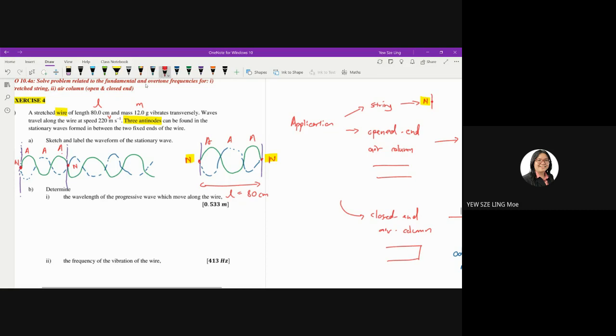And question B: determine the wavelength of the progressive wave which moves along the wire. So now you want the wavelength, which is lambda. Look at the question again. According to the question, you have a V, and this V is the wave speed. If you read the whole sentence, it tells you the wave travels along the wire at a speed of 220. So this indicates that the 220 given is the wave speed.